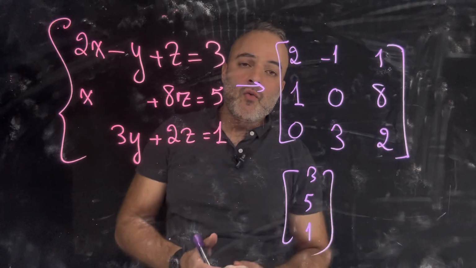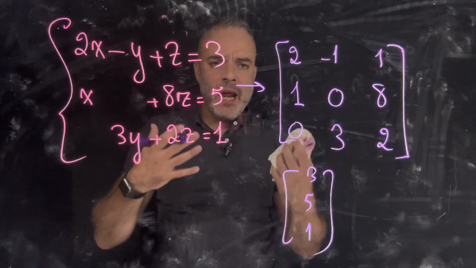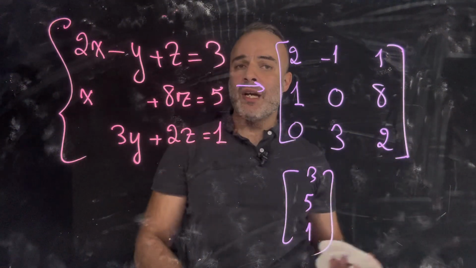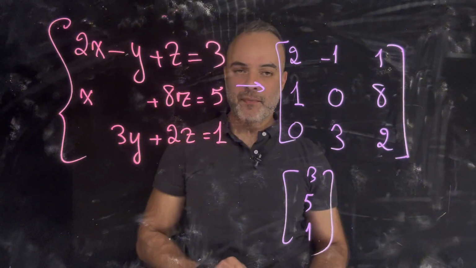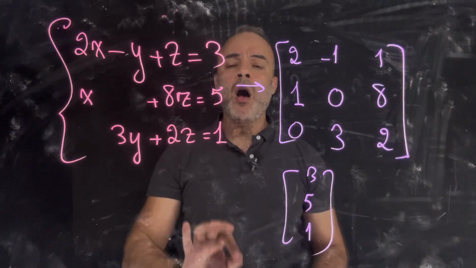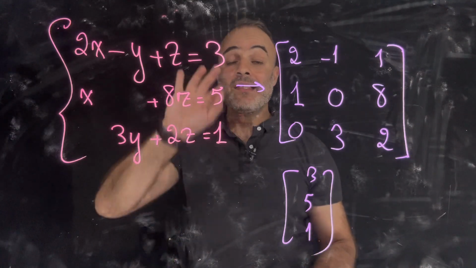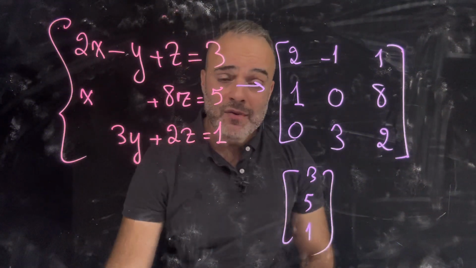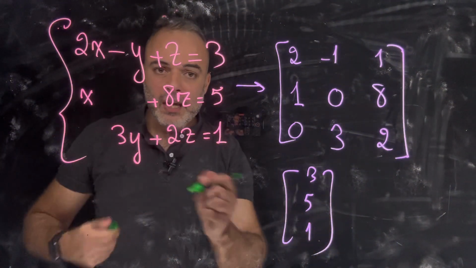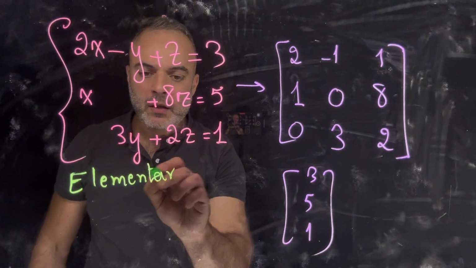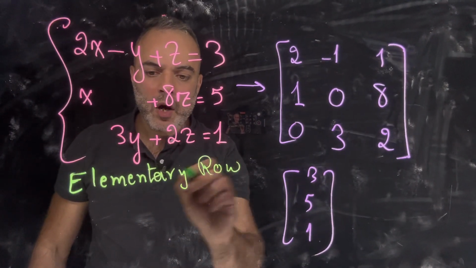How would I do that? Or what are the operations that I can apply in order to convert the system into an easier one without changing it? Well, we have 3 operations. And we call them 3 elementary row operations. That's super important. So we're going to now talk about something called elementary row operations.